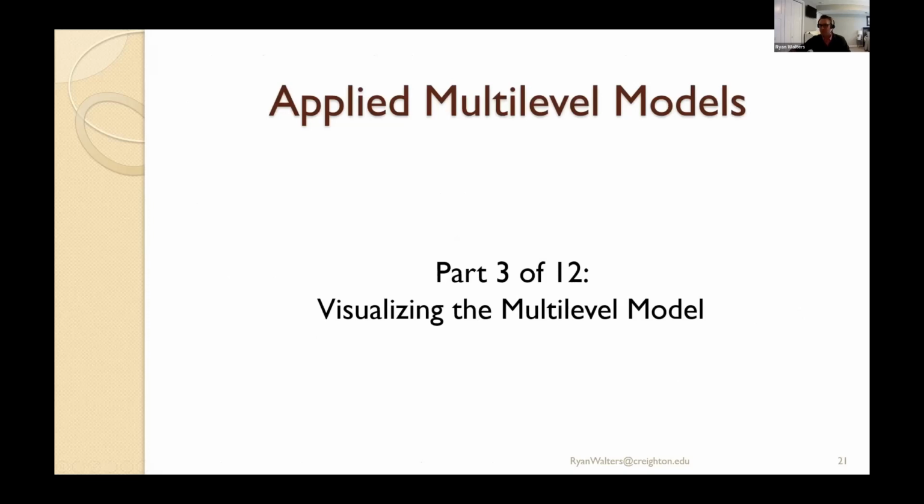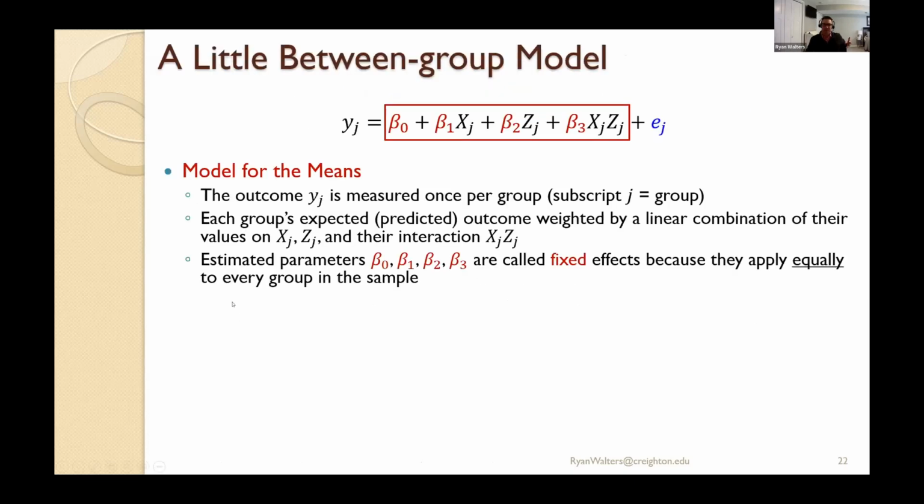Okay, 157. Let's do part 3 here, and then let's go ahead and take a 5-minute break. So we've talked conceptually with a lot of words about what the multi-level model is. Now let's take a look at some pictures coupled with some equations.